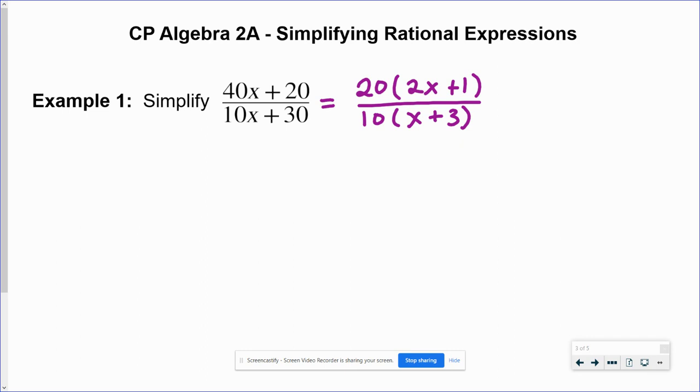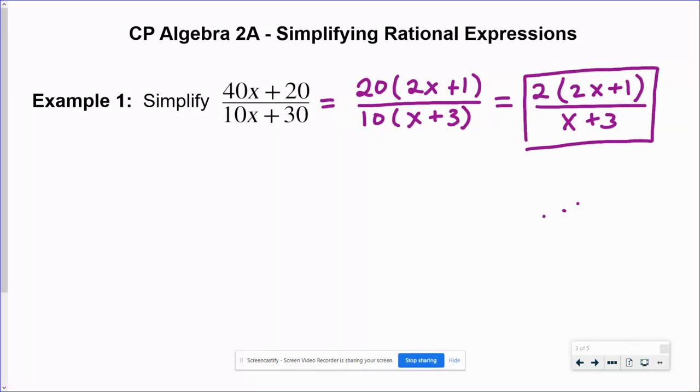Now we'll check and see if the remaining polynomials can be factored any further. 2x plus 1 is a linear binomial, so that's not going to be factorable any further. And then x plus 3 is also a linear binomial, so we're not going to be able to factor that any further. So we're just going to divide out any common factors that appear in the numerator and denominator. 20 divided by 10 is just 2. So that's going to leave us with 2 times the quantity 2x plus 1 over x plus 3. And this will be our final solution for this example.